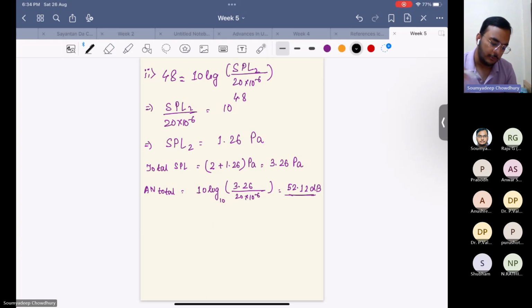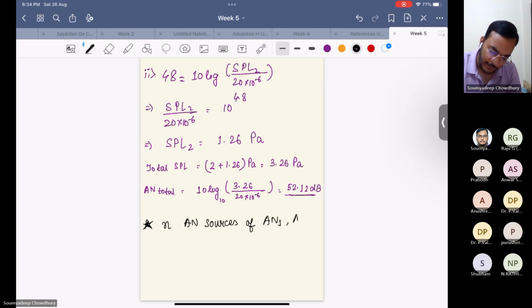I want to tell one more shortcut. So the thing is, suppose you have n audible noise sources, right? So you have n number of audible noise sources of AN1, AN2, dot, dot, dot. So you have i number of audible noise sources. So what will be the total audible noise?